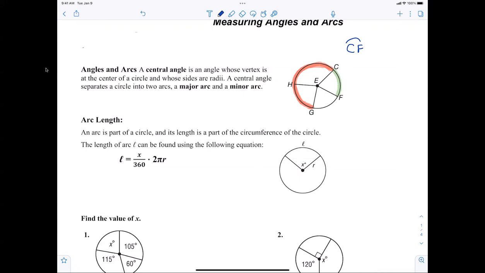Now, when you talk about a semicircle or a major arc, it's going to require three points, because if I just said CF, CF is always referring to something less than 180. So if I wanted to talk about the major arc GHC, you would have to label it GHC. You couldn't just say GC because it would look like the minor arc. Hopefully that makes sense. I think most people understand that. So you could say GHC, and that would be considered a major arc.